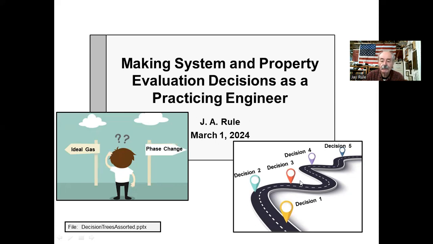And so I've depicted here in the bottom right, in many cases, you have to make decision after decision after decision. Over here on the left, here's a student for whom one of those decisions is, how do I model my substance? Do I have an ideal gas or do I have a phase change substance? And I'm going to try to summarize in this video some tips about making decisions both within your class and as a practicing engineer on how do you make certain engineering decisions in order to solve a problem.